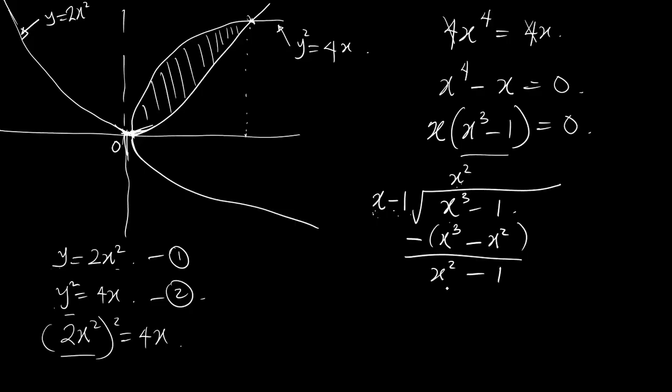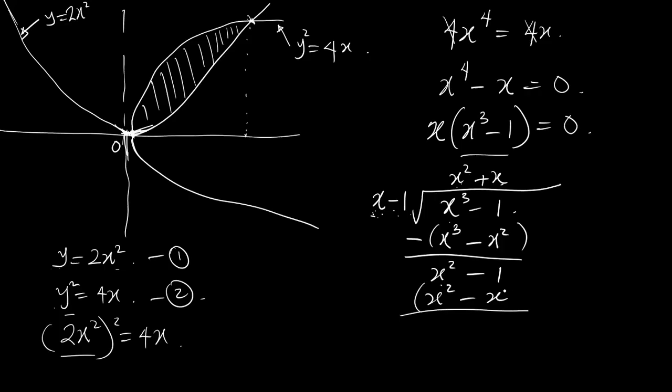So let's divide this x squared by x. So x squared divided by x will give you plus x. So plus x times this, you have x squared minus x.